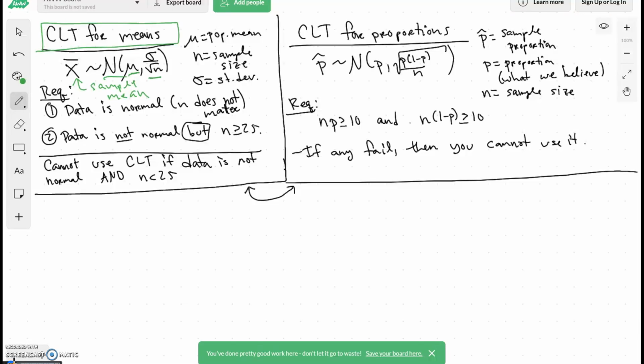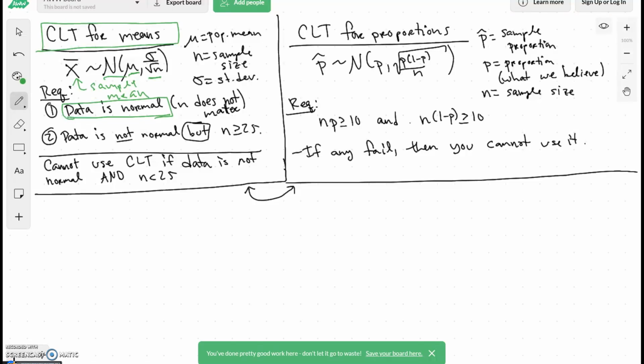Now, I think for one of my Tuesday classes, I didn't say the requirements. I ran out of time. So you need the data to be normal. In order for me to use the central limit theorem for means, I need to make sure that my data itself is normal. Then the size of n does not matter, it doesn't matter how big my n is. What matters is that my data is normal, okay?